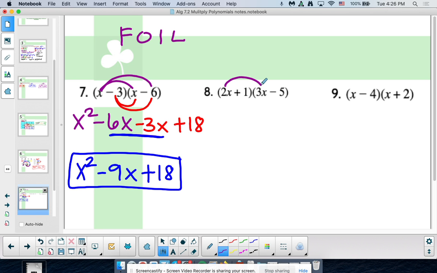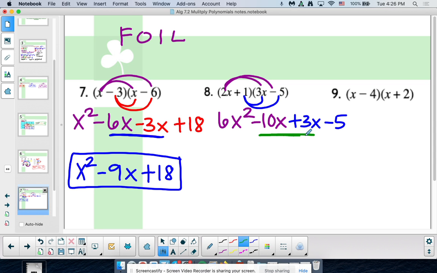So again, our first 2x times 3x would be 6x squared. 2x times negative 5 is negative 10x. 1 times 3 is 3x. Our last 1 times negative 5 is negative 5. Again, these two terms should match up. Those are our like terms, so we'll combine those together. So drop down that 6x squared. Negative 10x plus 3x should be negative 7x minus 5.